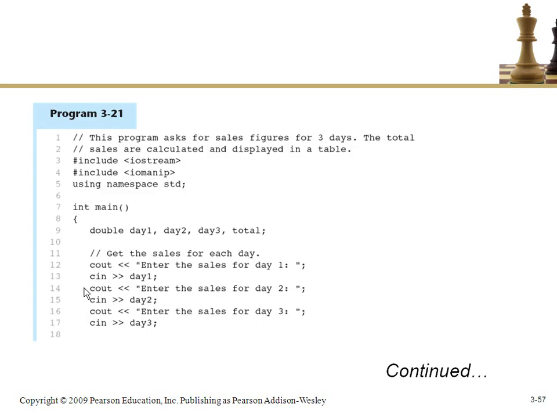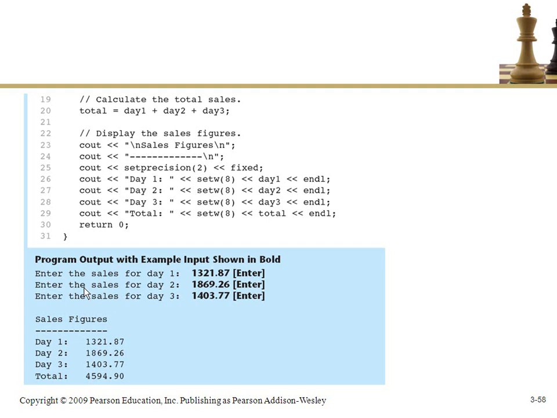Let's take a look at Program 3-21 in your book. This program will take the sales figures for 3 days, total them up, and display a table. You have day1, day2, day3, and total as doubles. You're going to ask the user to enter the sales for each day, and add up those 3 days' sales into total.